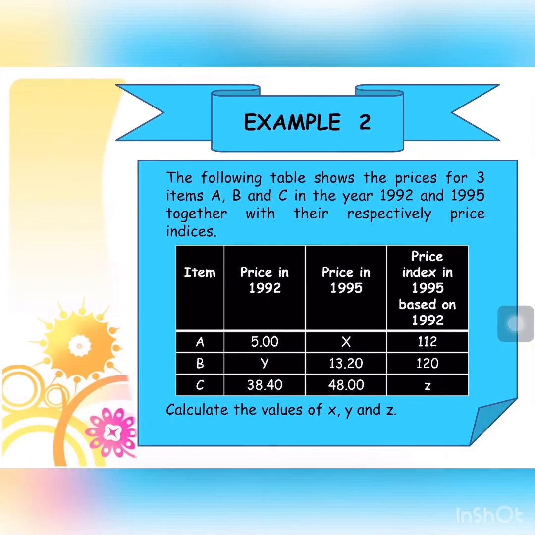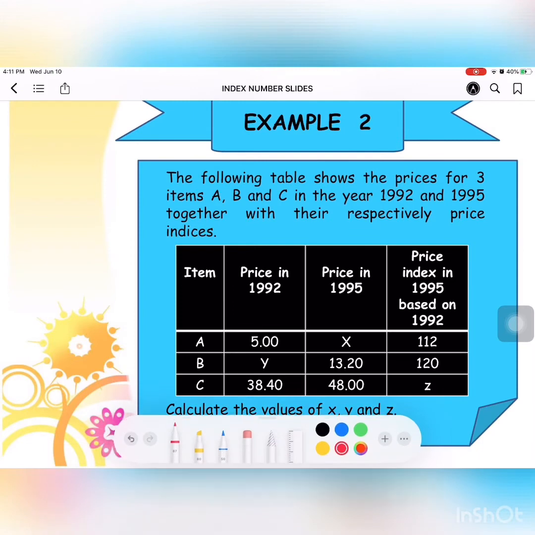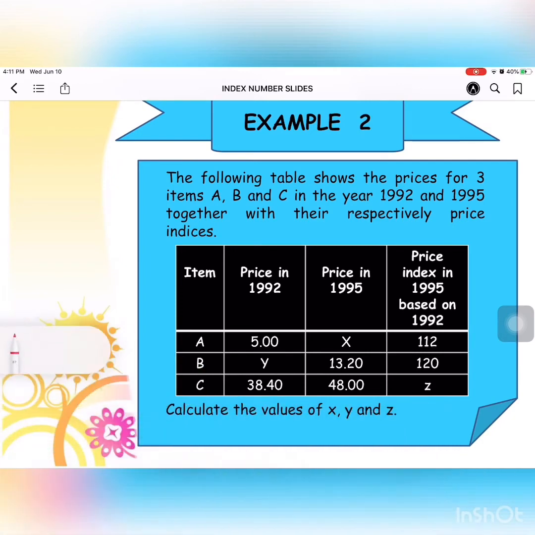Okay, next one. This is example 2. We are going to go through them one by one. The following table shows the prices for three items A, B, C in the year 1992 and the year 1995, together with their respective price indices. Calculate the values of X, Y, and Z.